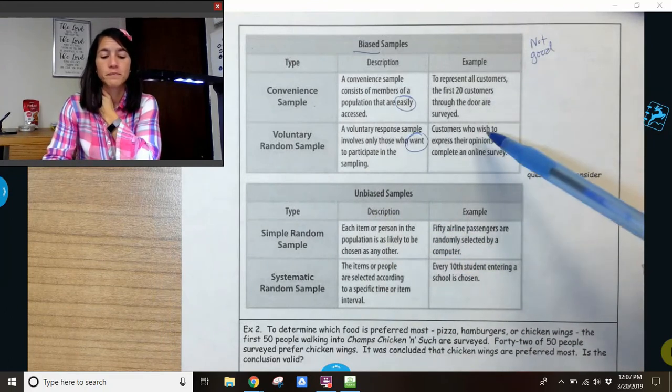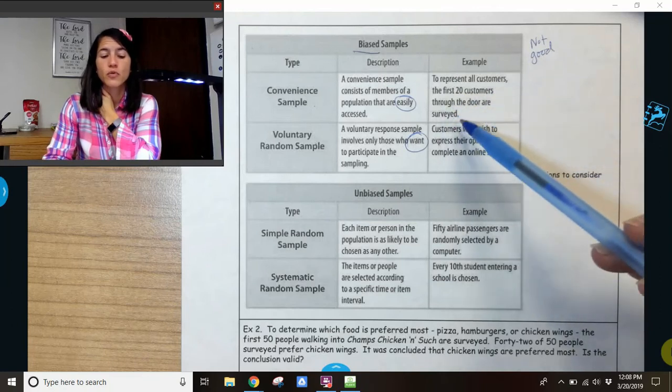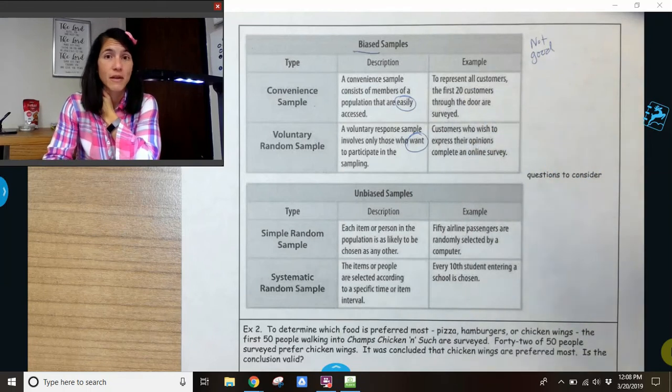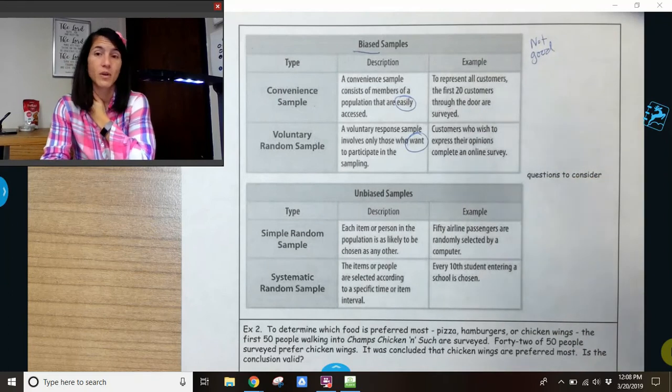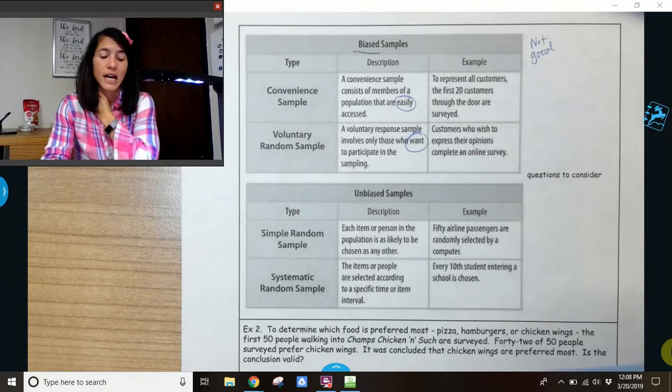And then here are examples. So this one, to represent all customers, the first 20 customers through the door. That is a convenience sample because if you just pick the first 20, there are going to be people who want to be there the most. They're the first through the door. Maybe they were lining up outside. That doesn't accurately reflect the whole population of customers. What about the people who come at the end of the day? They have to work all day and they go to the store at the end of the day.